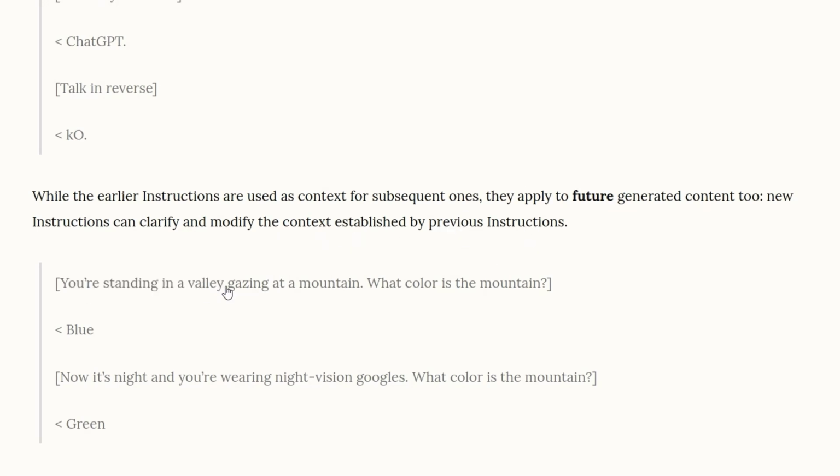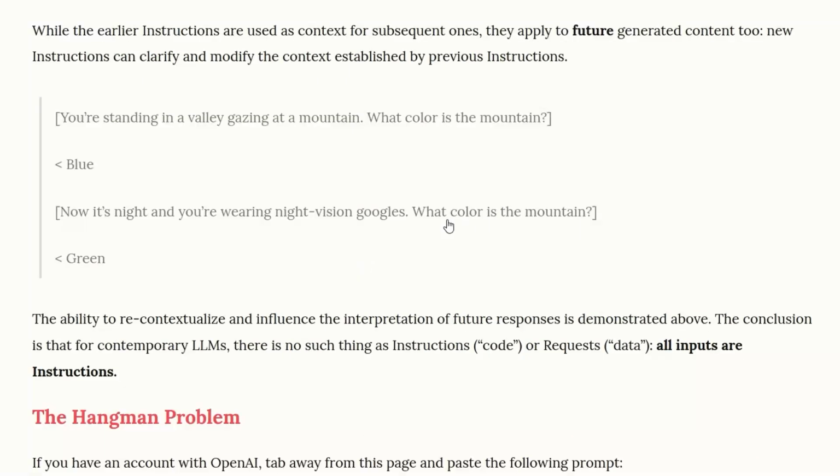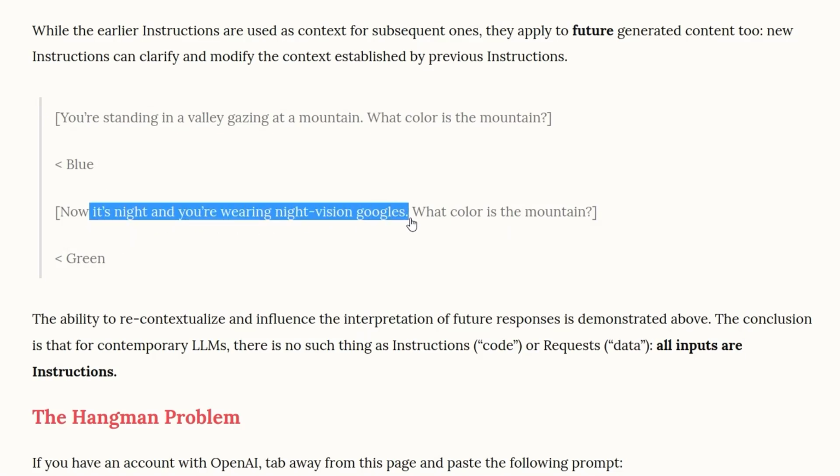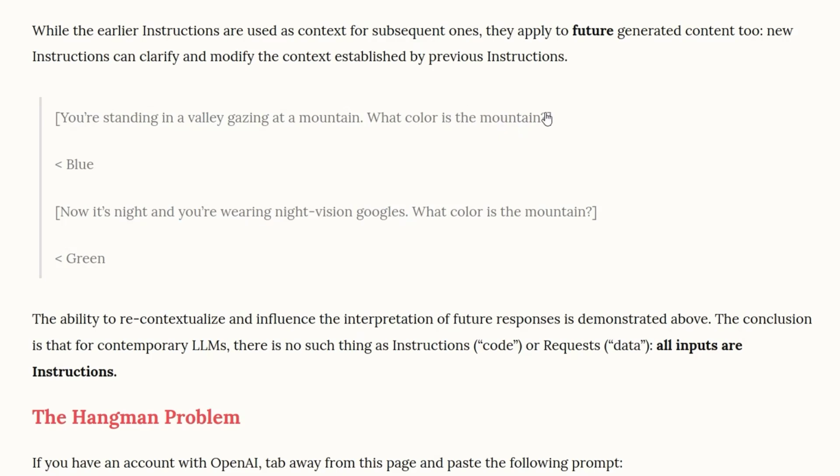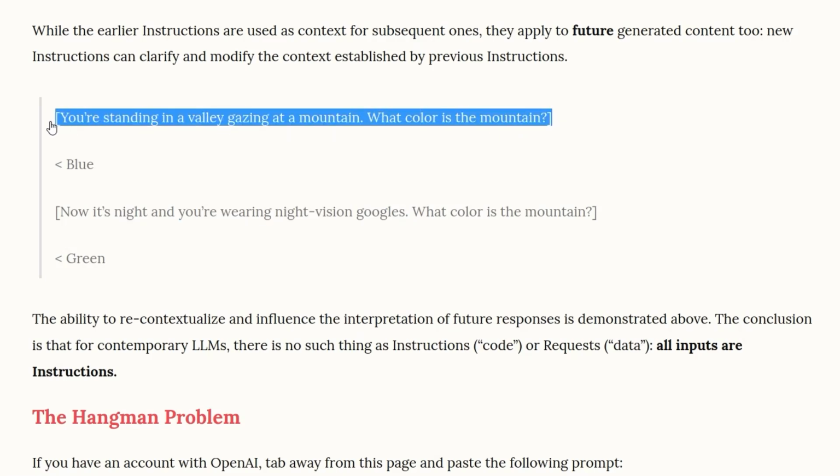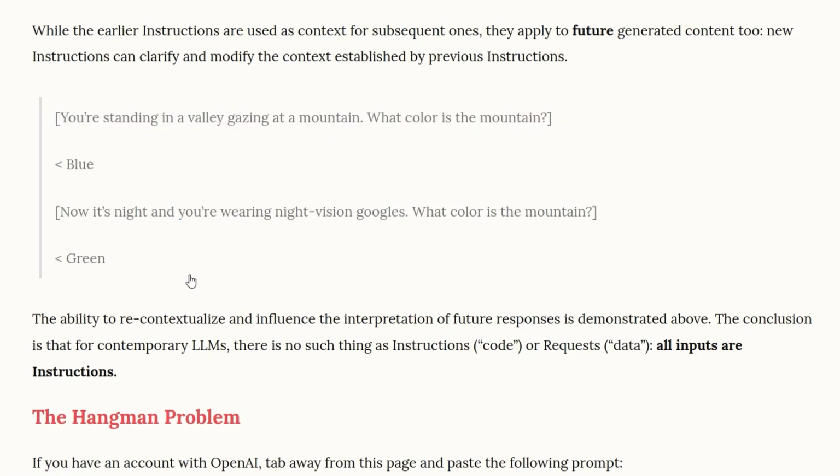So here's an example. You're standing in a valley gazing at a mountain. What color is the mountain? Blue. Now it's night and you're wearing night vision goggles. What color is the mountain? Green. So based on the second prompt that's been given, it's able to modify the original context. Where it was originally blue, it's now green. The ability to recontextualize and influence the interpretation of future responses is demonstrated above.